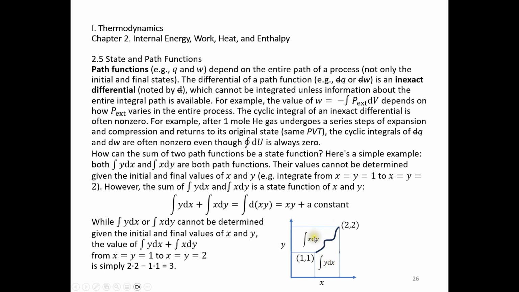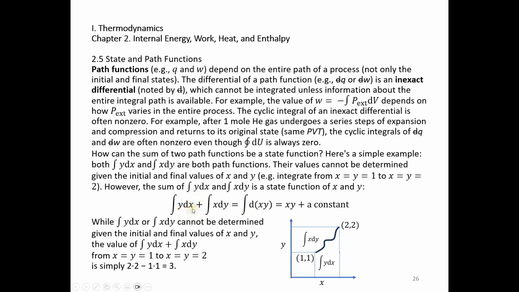However, we can calculate the sum of these two integrals. It's pretty simple. The sum of these two integrals is this larger 2 by 2 square minus this smaller 1 by 1 square. Therefore, it's simply 3. Again, this integral is a path function. This integral is a path function. But the sum of these two path functions is a state function.